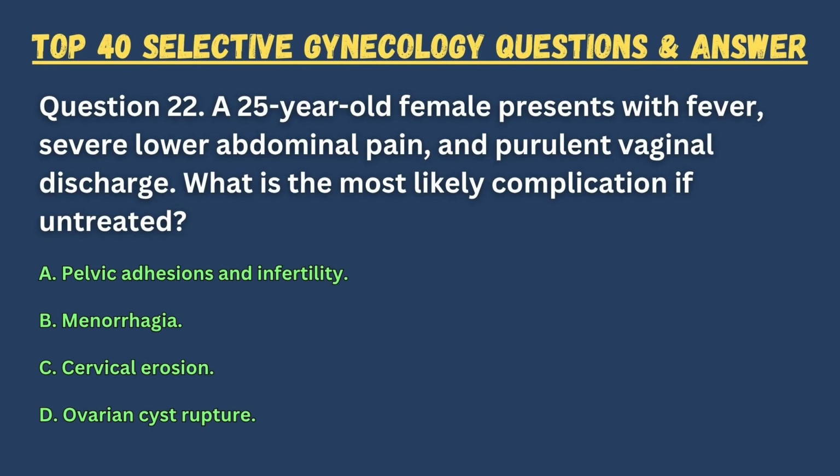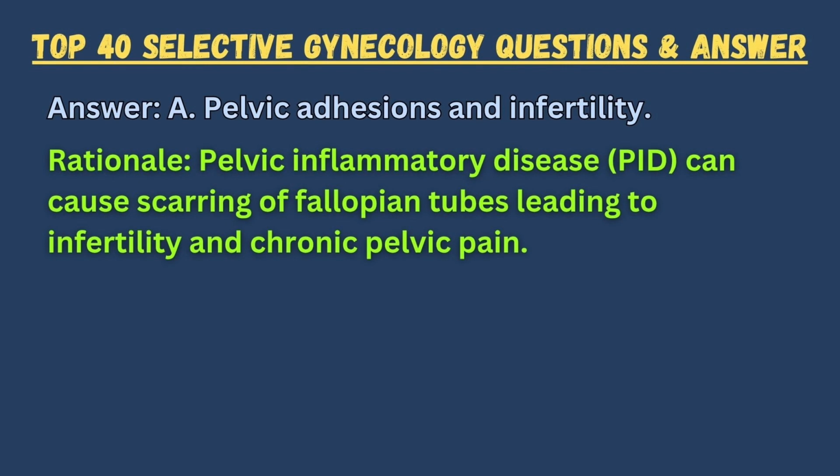Question 22. A 25-year-old female presents with fever, severe lower abdominal pain, and purulent vaginal discharge. What is the most likely complication if untreated? A. Pelvic adhesions and infertility. B. Menorrhagia. C. Cervical erosion. D. Ovarian cyst rupture. Answer: A. Pelvic adhesions and infertility. Rationale: Pelvic inflammatory disease, PID, can cause scarring of fallopian tubes, leading to infertility and chronic pelvic pain.